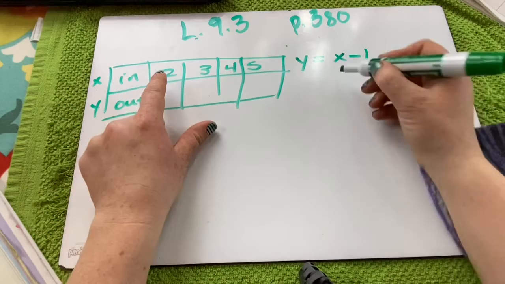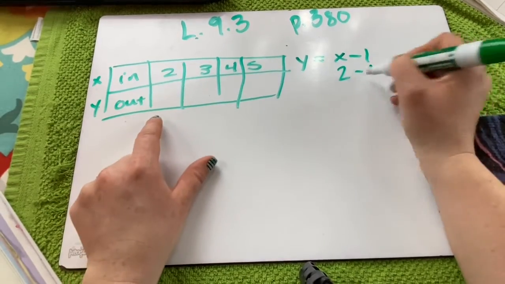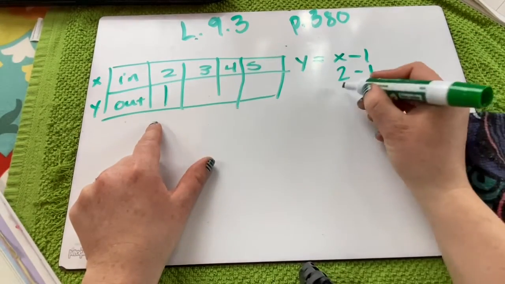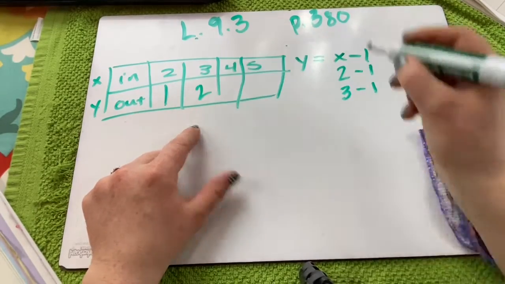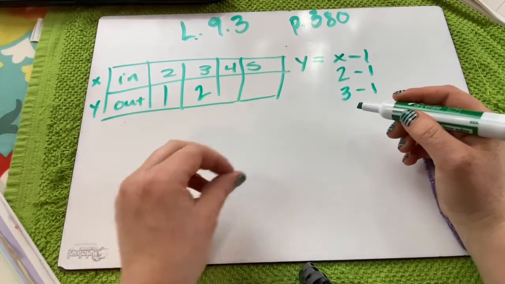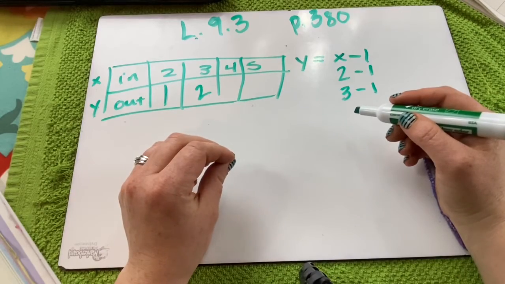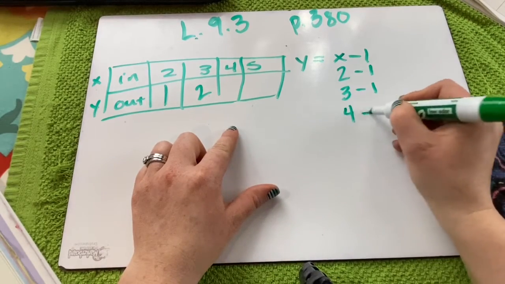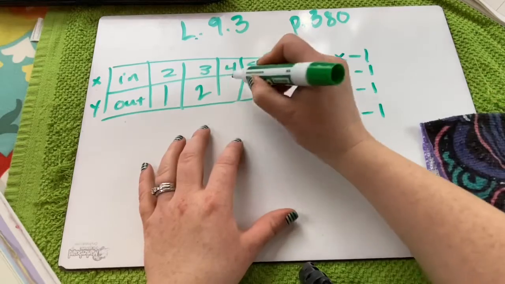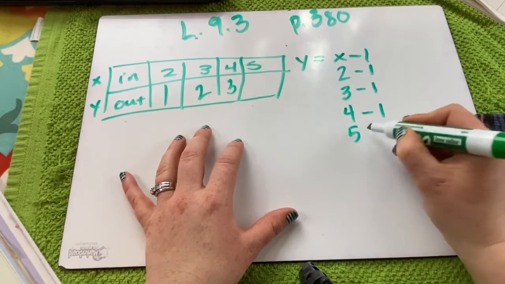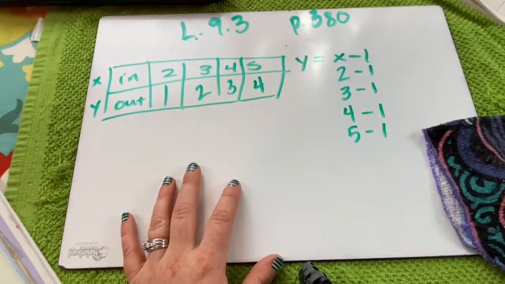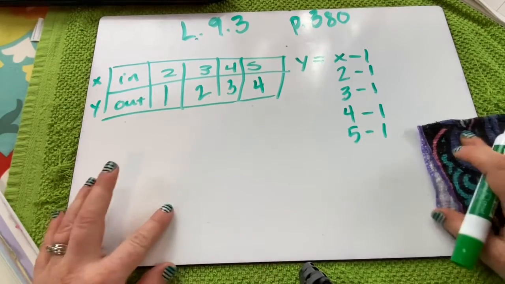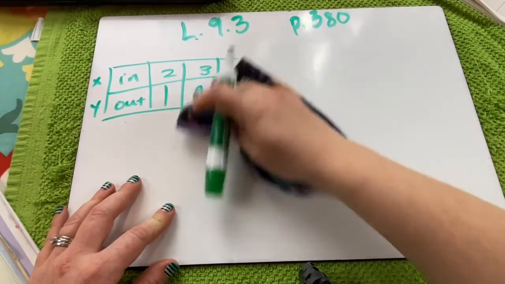So right here, we're going to do 2 minus 1. What's 2 minus 1? 1. Then I'm going to do 3 minus 1. 3 minus 1 is 2. And then this one will be 4 minus 1. 4 minus 1 is 3. And then 5 minus 1. 5 minus 1 is 4. So that's how that works. Okay, let's do another one.